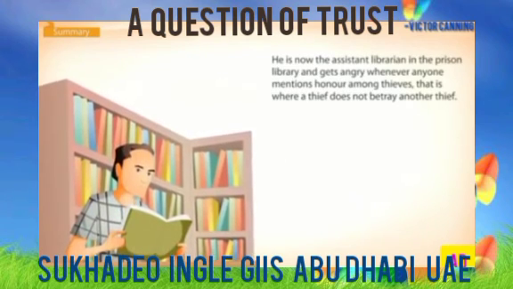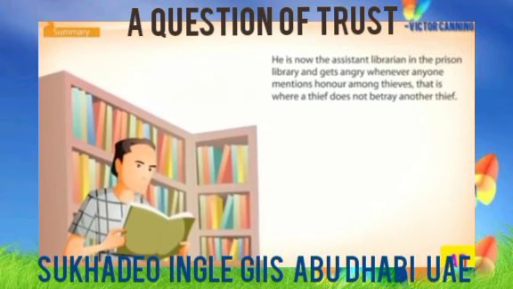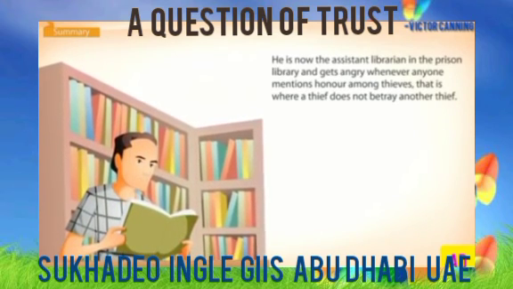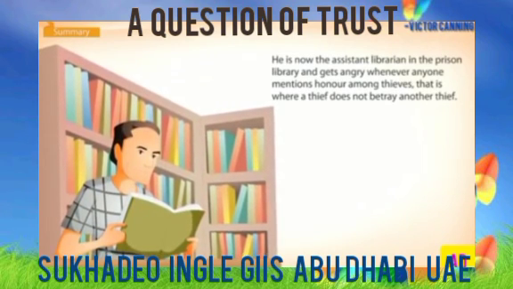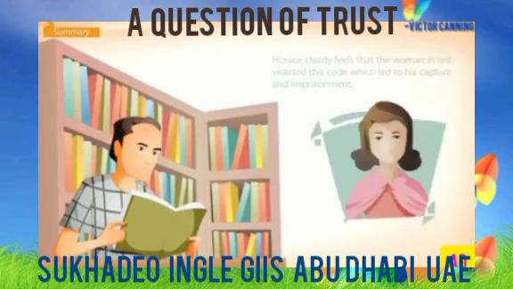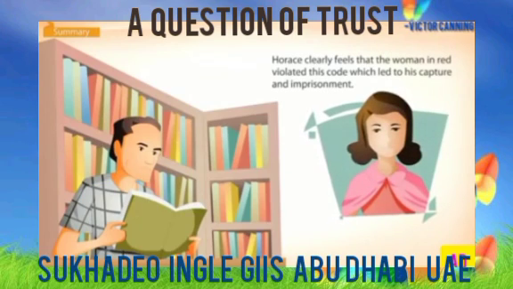He is now the assistant librarian in the prison library and gets angry whenever anyone mentions honor among thieves. That is where a thief does not betray another thief. Horace clearly feels that the woman in red violated this code, which led to his capture and imprisonment.